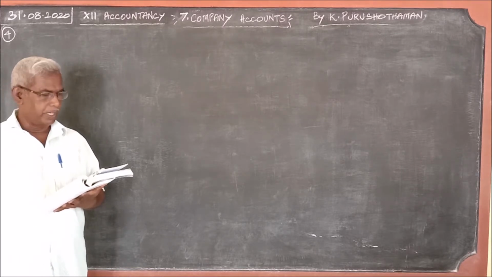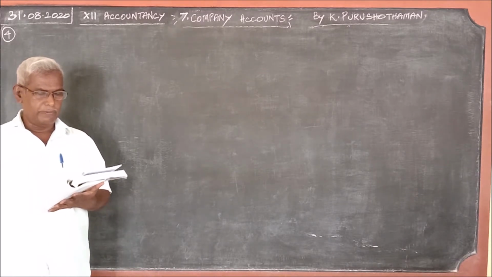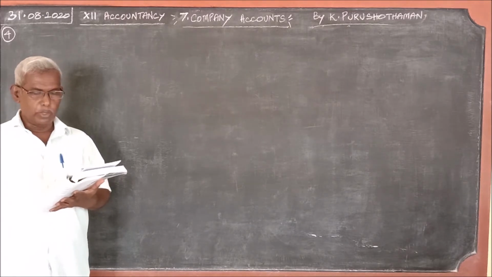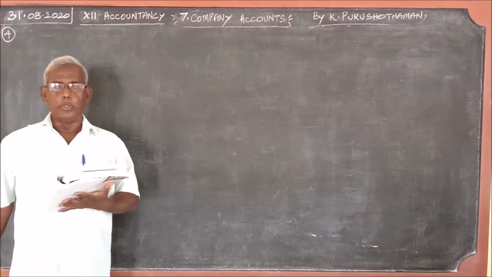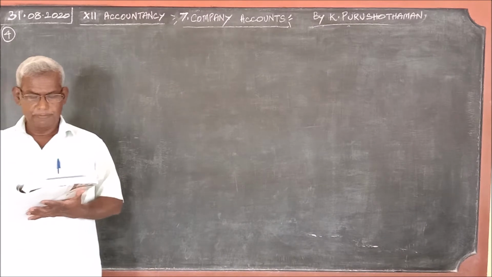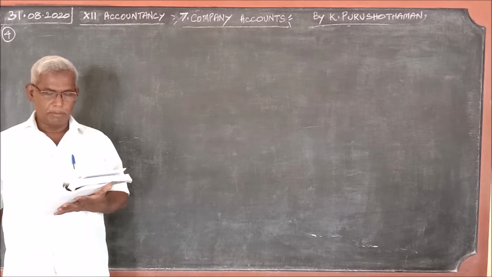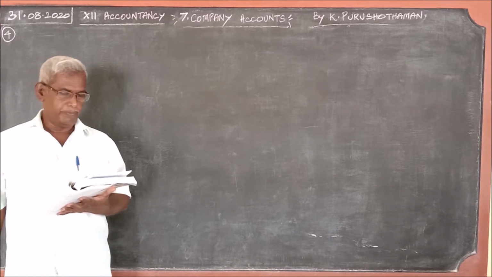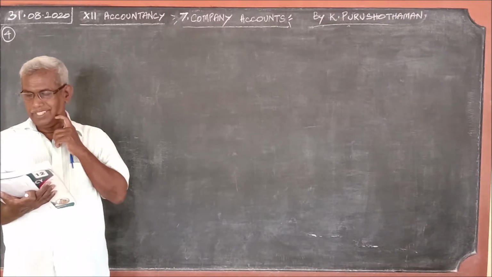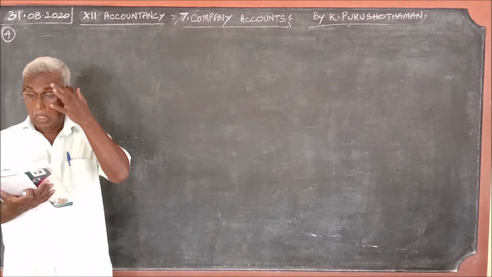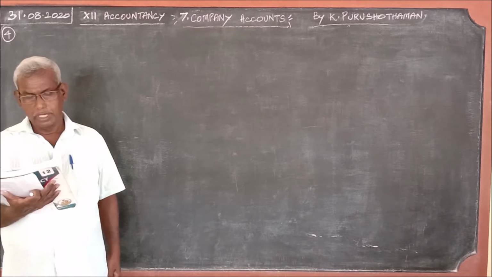Applications were received for 50,000 shares. The directors decided to allot 40,000 shares on pro rata basis, and the surplus of application money was utilized for allotment. Pass journal entries assuming that the amount due was received.